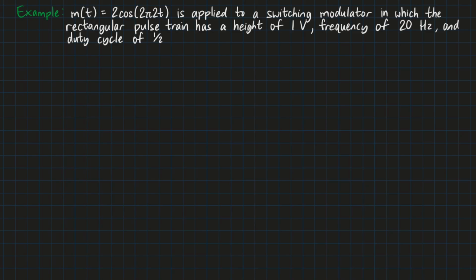Alright, so let's do an example. m(t) equals 2 times cosine of 2π·2t is applied to a switching modulator in which the rectangular pulse train has a height of 1 volt, frequency of 20 Hz, and a duty cycle of 1/2.